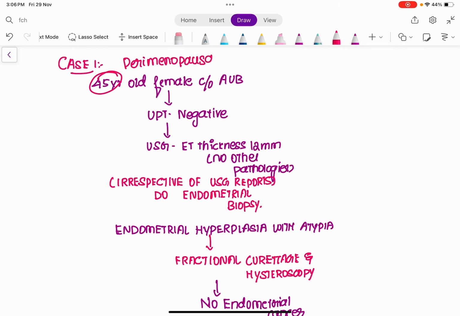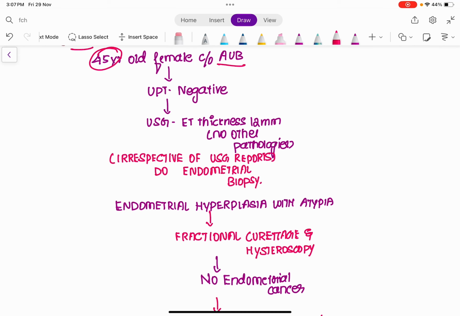Why perimenopausal? Because the period of 3 to 4 years before the attainment of menopause is the perimenopause age group. So a perimenopausal age group female complains of abnormal uterine bleeding. And as per the protocols, we know that in all reproductive as well as in the perimenopausal age group female, you have to do UPT in order to rule out implantation bleeding. In order to rule out pregnancy, you do the urine pregnancy test.